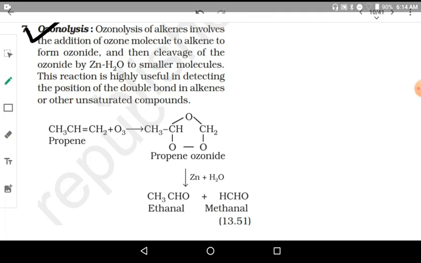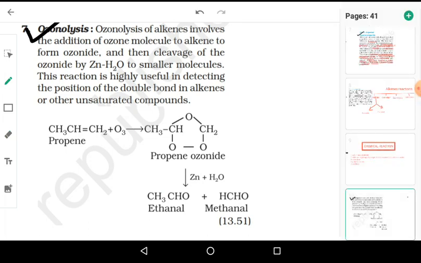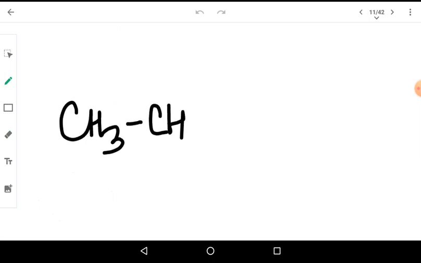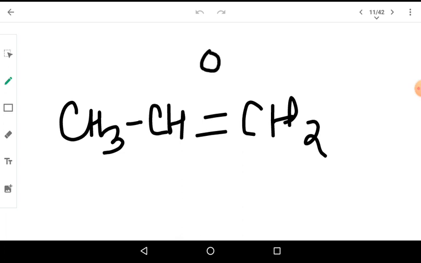Let us take an example for ozonolysis. If we have CH3, CH double bond, CH2, we are going to add oxygen. So we will put one oxygen at the top of the double bond, one oxygen just below the carbon on the left side, and one oxygen just below the right side carbon. And we will just join the bonds like these.